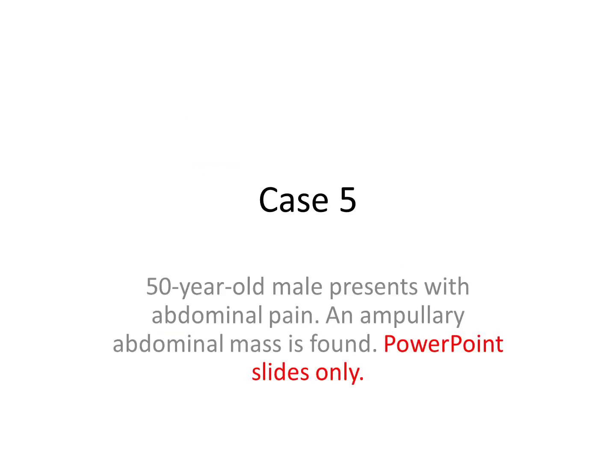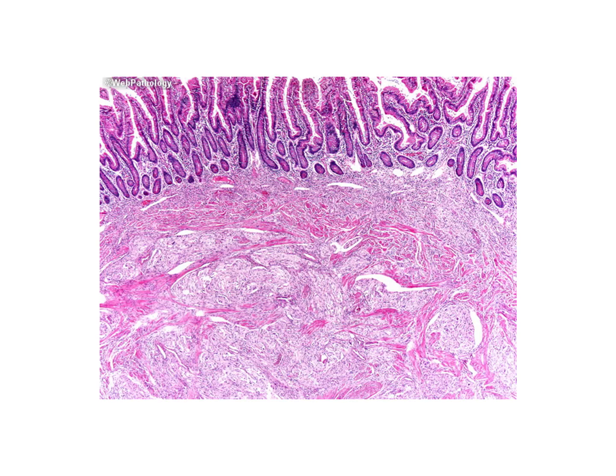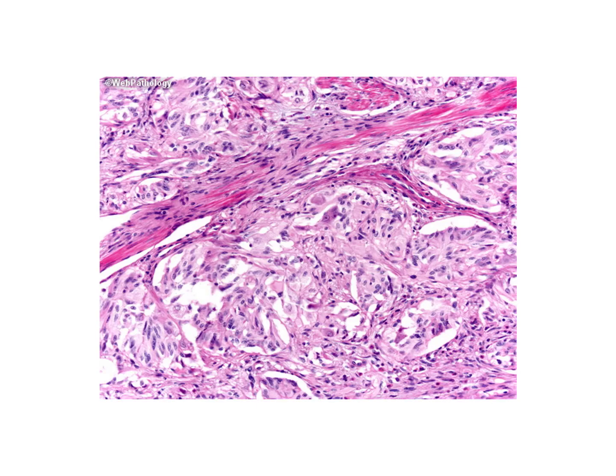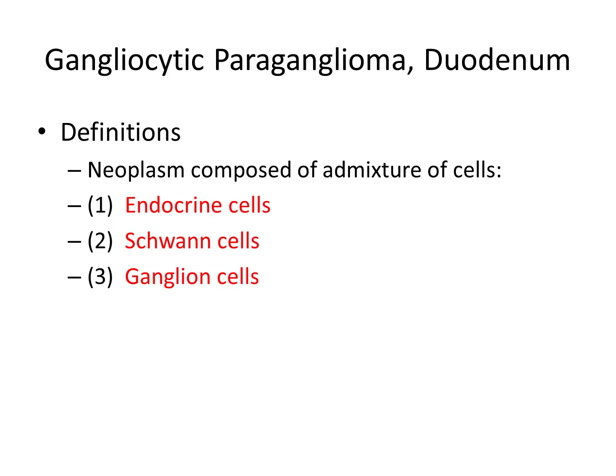For Case 5, the patient is a 50-year-old male that presented with abdominal pain. An abdominal mass was found. There are no glass slides for this case. This is a PowerPoint-only case. This image shows an abnormal proliferation of cells involving the submucosa of the small bowel. Closer examination reveals irregular nests of epithelioid cells and admixed ganglion cells. The diagnosis is gangliocytic paraganglioma.